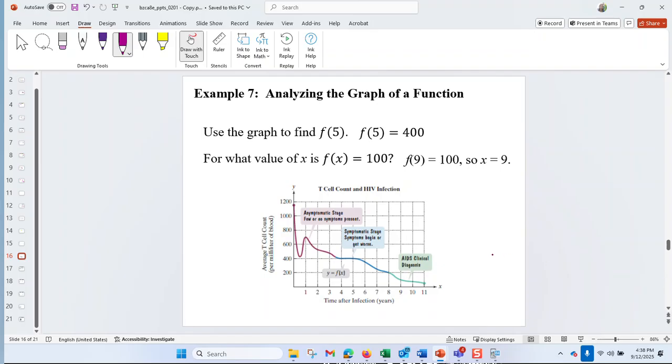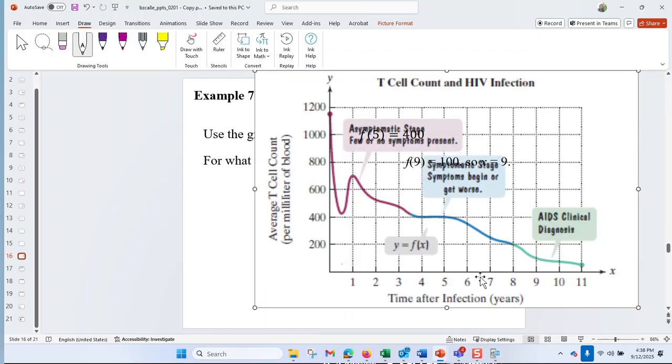All right, analyze the graph of the function. Okay, so you can use the graph to do a little bit of analyzing. So find f of 5. What does f of 5 mean? That means you want to find the x value equal to 5 and then see how much the y value is, right?